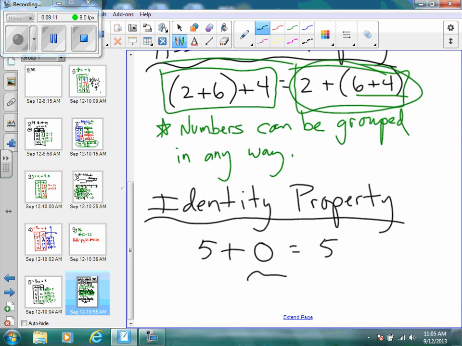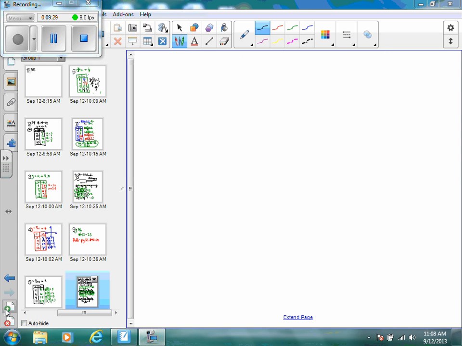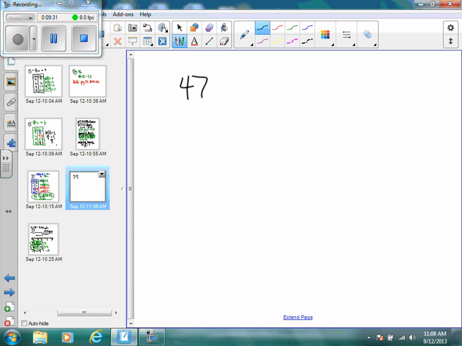Now, we're going to use these properties, and we're going to put them to the test. So turn to page 23, and let's go over to the guided practice. Let's take a look at number 1. 47 plus 89 plus 13, right? Is that what it is?